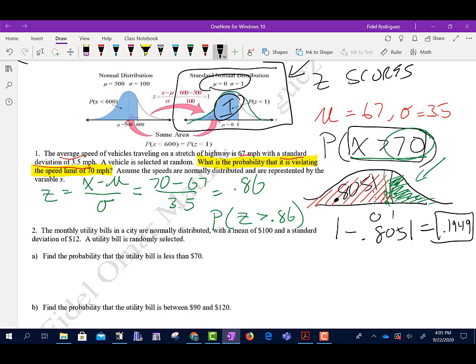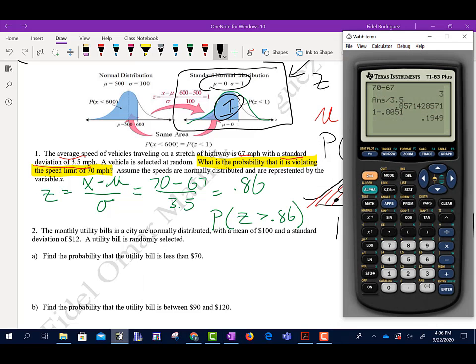The second part is, what happens if I didn't want to use the table and I wanted to use my calculator? Remember what we're looking for. We said that number was 0.86, and we're trying to find the area from 0.86 all the way to the right, going all the way to infinity. I can't enter the number infinity in my calculator, but what I would do is clear it out, go second vars, and go to the normal CDF, enter.